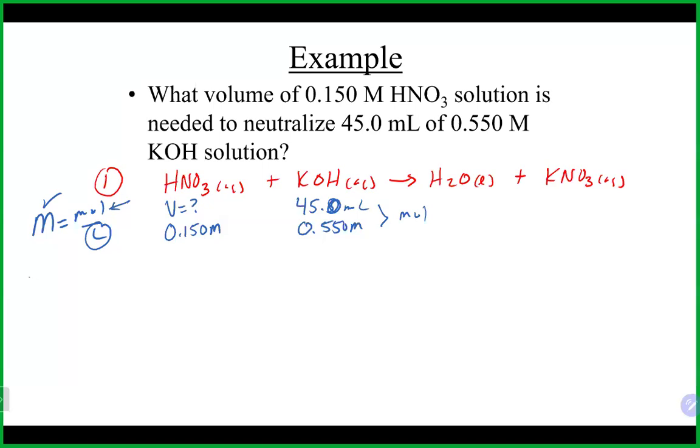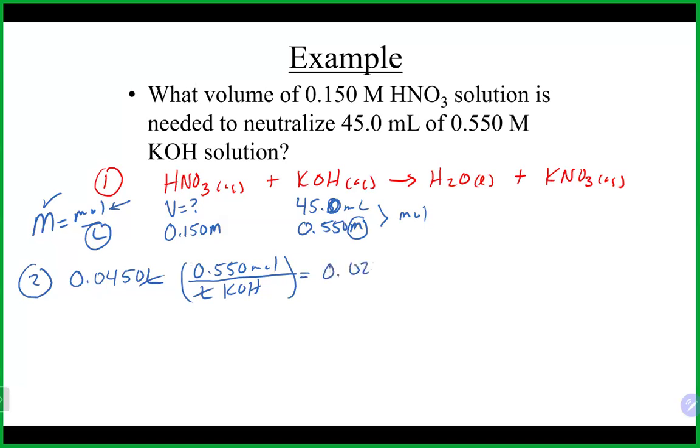So step number 2 would be to convert what they gave us into moles. We also need to convert our volume into liters. So we do have to divide it by 1,000 to convert our 45 milliliters into liters. We will get rid of our big M and use it as a conversion factor, which means it is 0.55 moles per liter of KOH. The liters will cancel, and that will give me 0.045 times 0.55, which is 0.02475 moles of KOH.